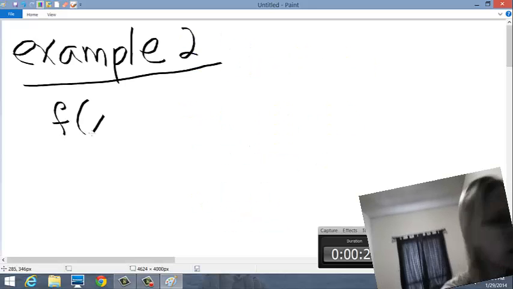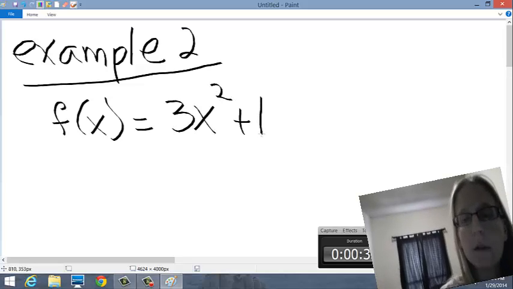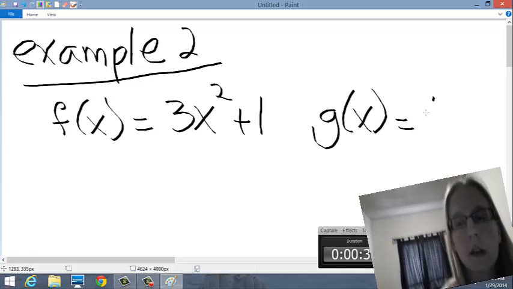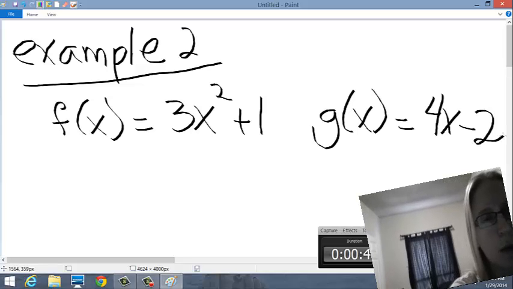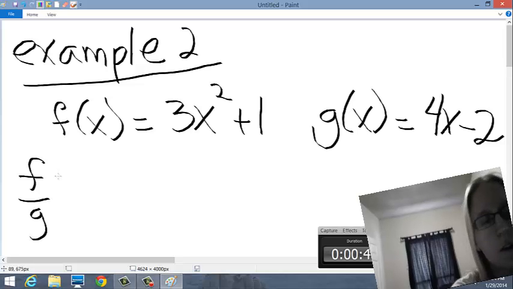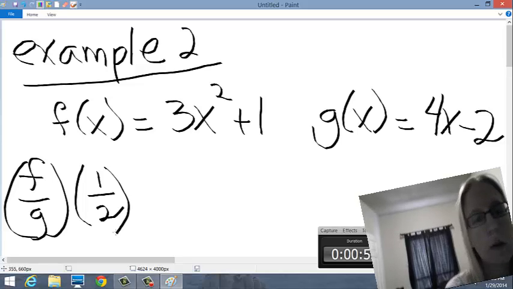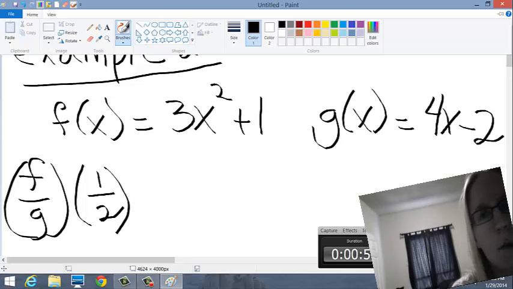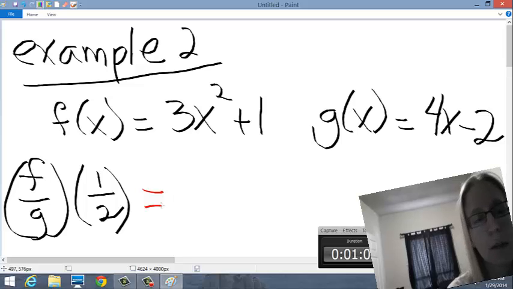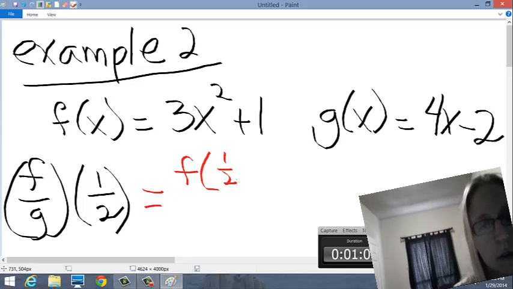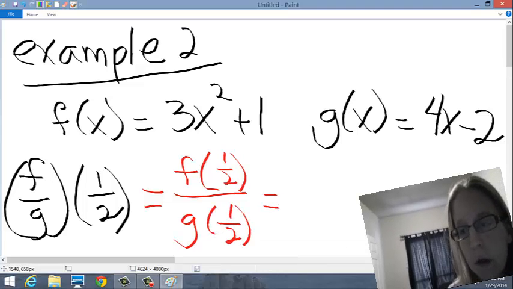For this one, if I were to give you a couple of different functions, let's say f of x equals 3x squared plus 1, and then maybe even g of x is equal to 4x minus 2. And let's say the question in this case is asking us to find f divided by g of, let's say, 1/2. Okay, so if we were to do this, what would happen? Let's go ahead and calculate this out. Using those theorems that we had before, we do know that that's going to be simply f of 1/2 divided by g of 1/2. And then you can go ahead and simplify each one of those as well.